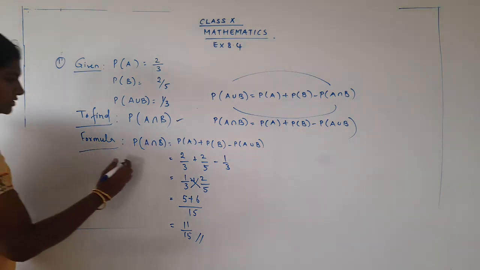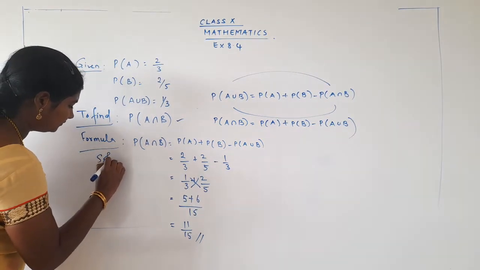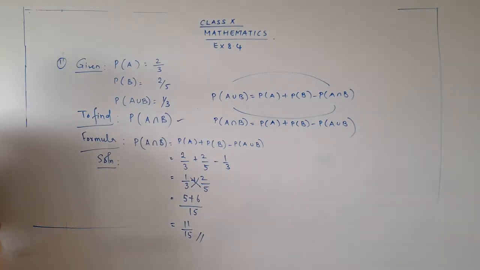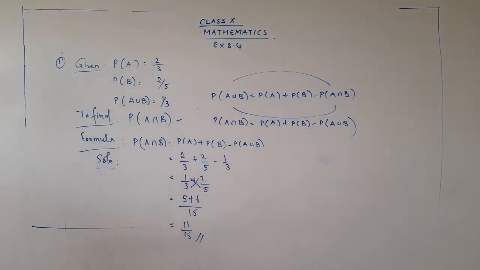This is the formula you just mentioned here. This is the solution part. So we have found the answer as 11 upon 15. Clear with the sum? Okay, now let's go for the next question.